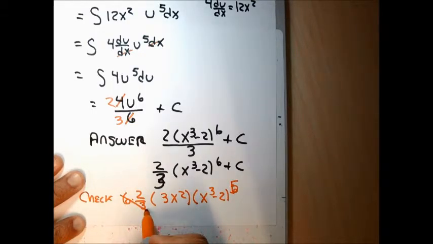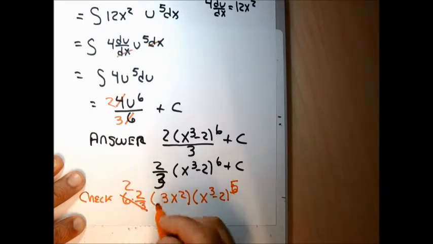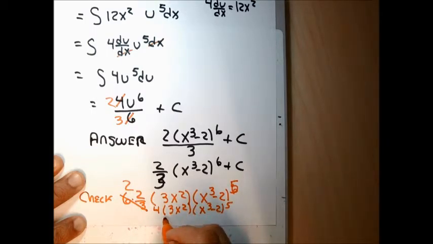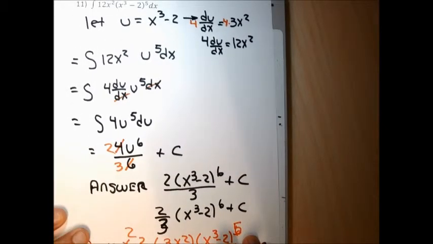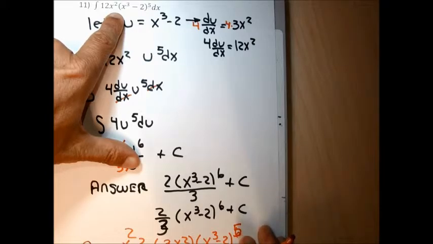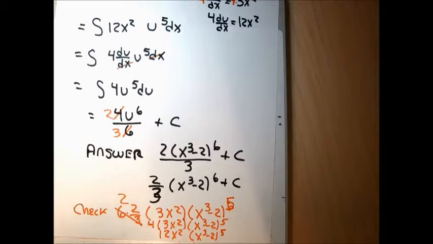Outside my radical, the 6 divided by 3 is a 2. That's going to give me 2 times 2 is 4. So I'm going to have 4 times 3x squared times x cubed minus 2 to the 5th. I multiply the 4 times the 3x squared and get a 12x squared times x cubed minus 2 to the 5th. And what that needs to equal is the original integrand. Can't see them both on the same screen at the same time, but that's what my derivative had to equal. It had to be equal to exactly what it's equal to, so my answer is spot on.